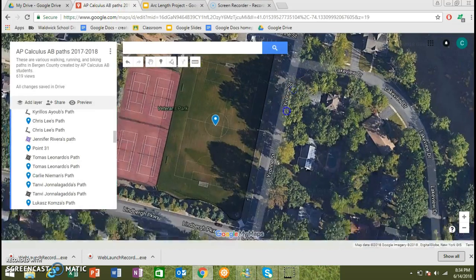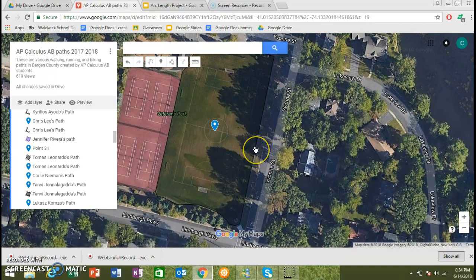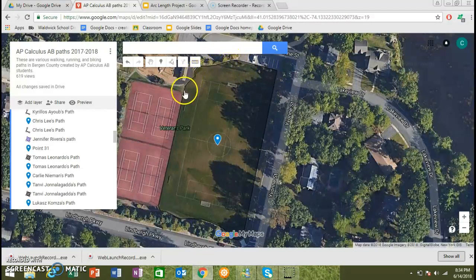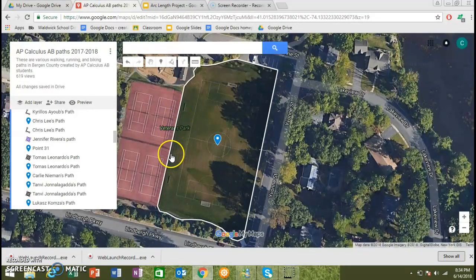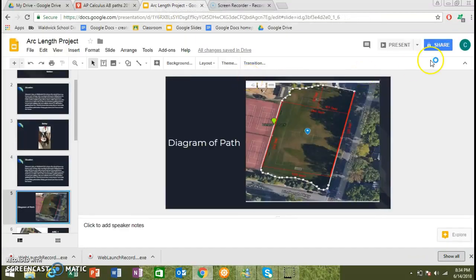This is my path, so this is Veterans Park in Walden, New Jersey, and I chose to go along, there is a sidewalk on both this side and up here, a sidewalk, and this is also a sidewalk path, and this goes along the fences of the tennis court. Bailey likes to go by there because of the tennis balls and stuff, and then this is back on the sidewalk. This is a rough draft of my path.